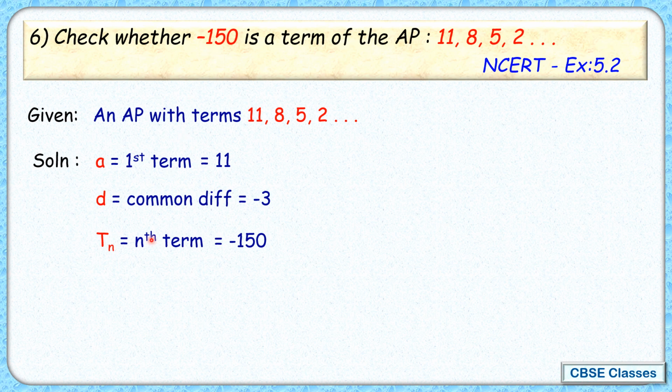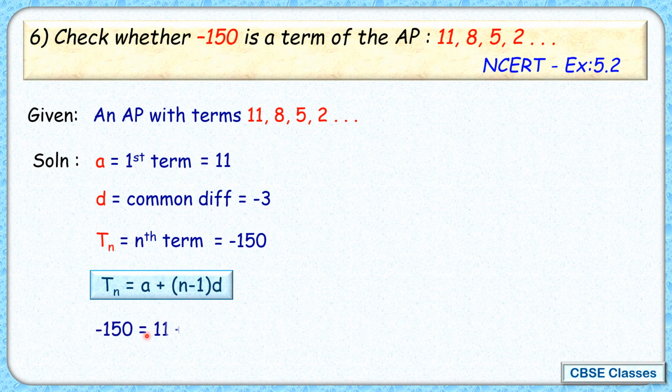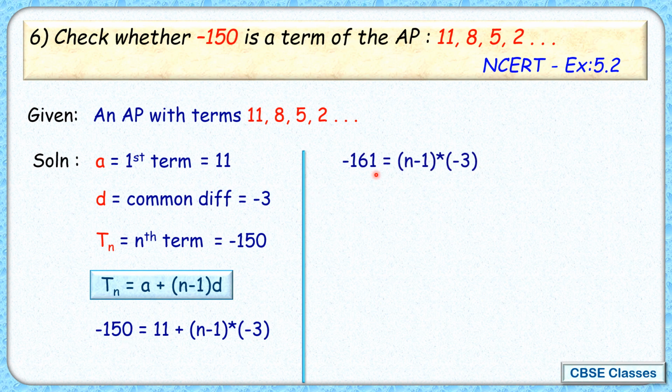So we'll try to find the value of n here, कि अगर -150 इस सीरीज का पार्ट है तो कौन सी टर्म होगी जो -150 होगी। तो यहाँ पर हम nth टर्म का फॉर्मूला यूज़ कर रहे हैं और पुटिंग द वैल्यूज Tn is -150, A is 11 and D is -3. So putting these values and solving it, ये जो 11 है ये LHS में जाएगा, it will become -161 is n minus 1 times -3.